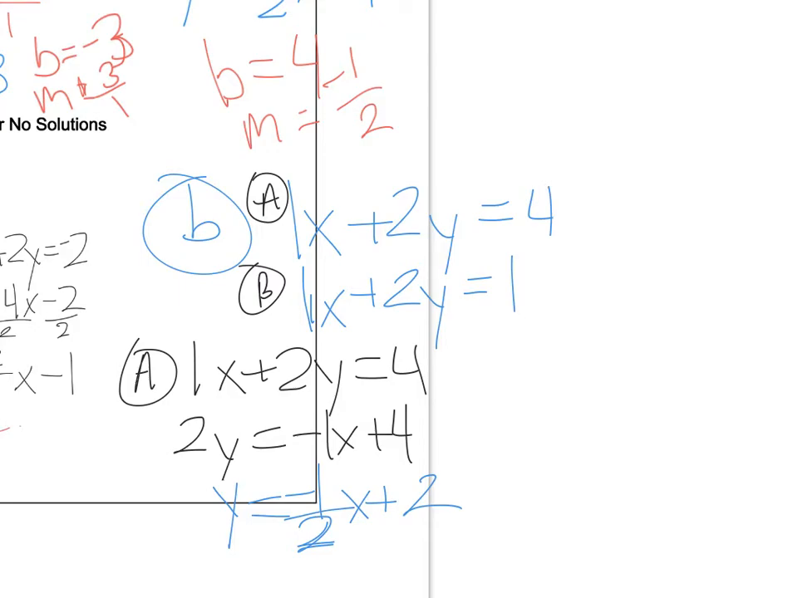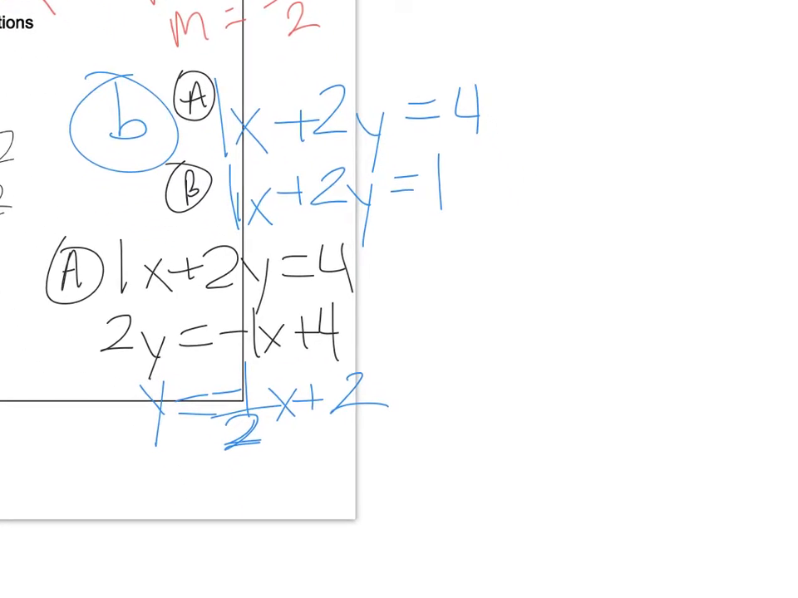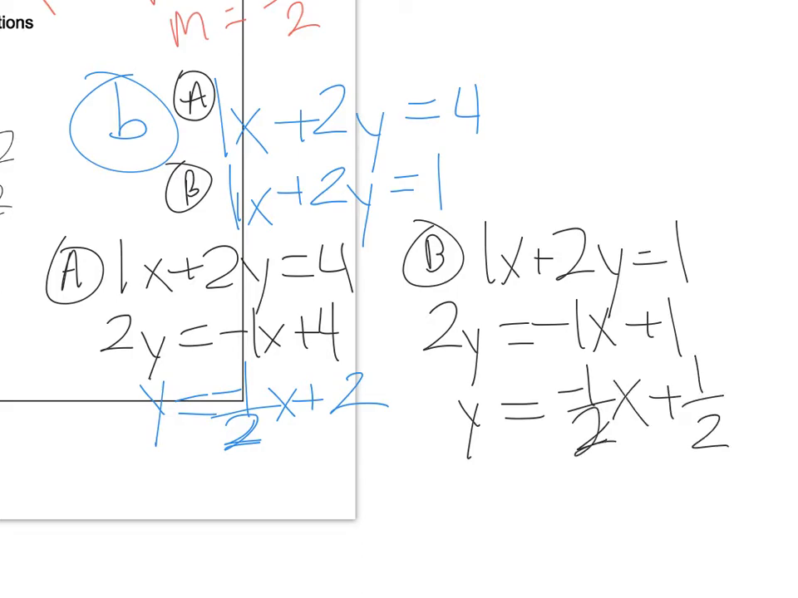Now let's talk about B. And here's my B equation. 1x plus 2y equals 1. Subtract over the 1x, so now you got 2y equals a negative 1x plus 1. Divide by 2. Y is going to be a negative 1/2 x plus 1/2.